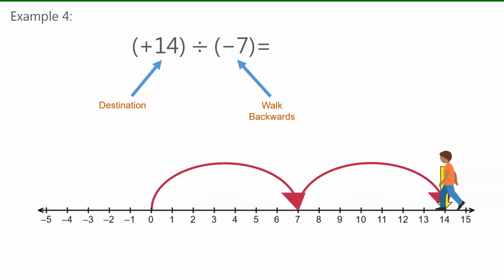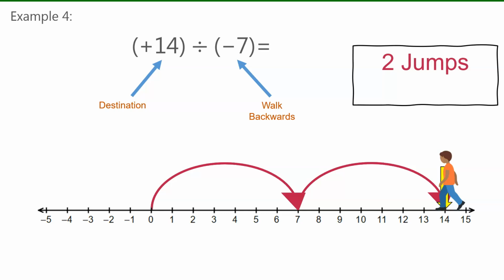I make 2 jumps. When I look at where I am on the number line, I'm facing the negative direction. So I made 2 jumps. I'm facing the negative direction. So my answer is negative 2.